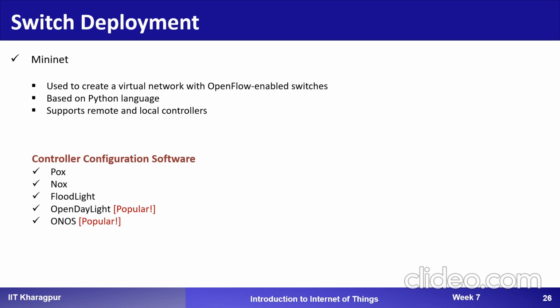Then Mininet is one of the simulators with the help of which you can implement your SDN. It is used to create a virtual network with OpenFlow enabled switches. It is based on the Python language. It supports remote and local controllers.